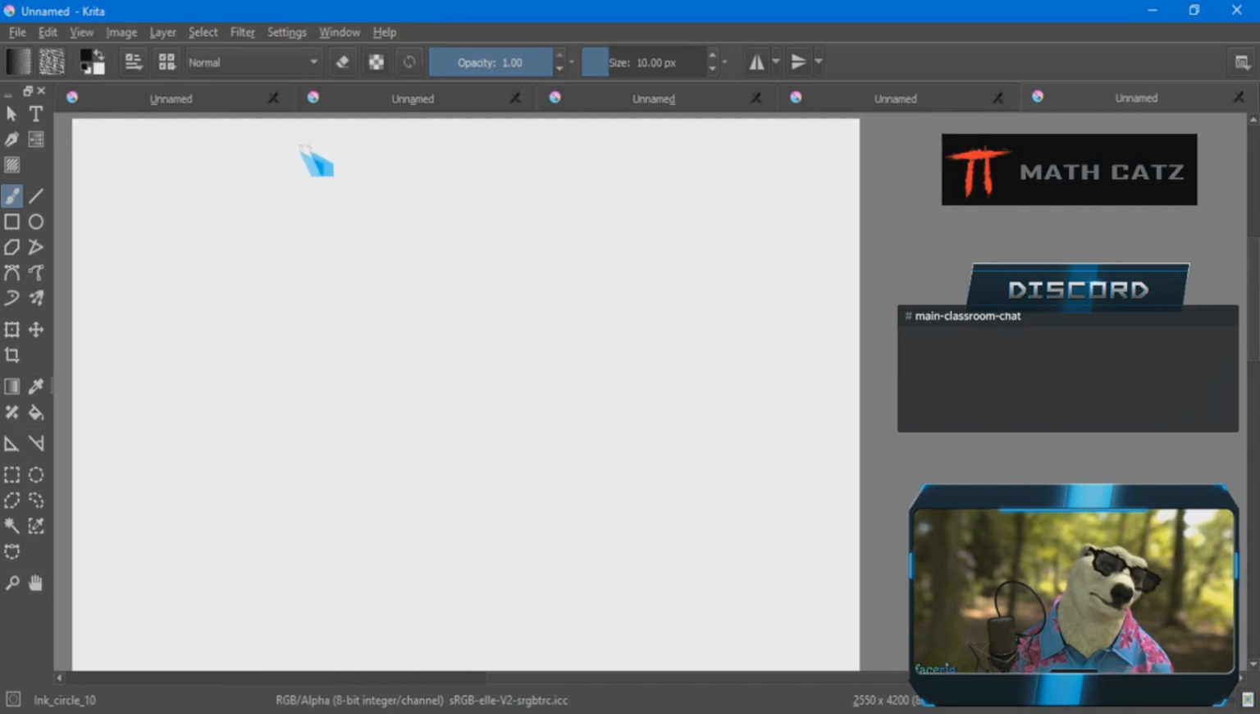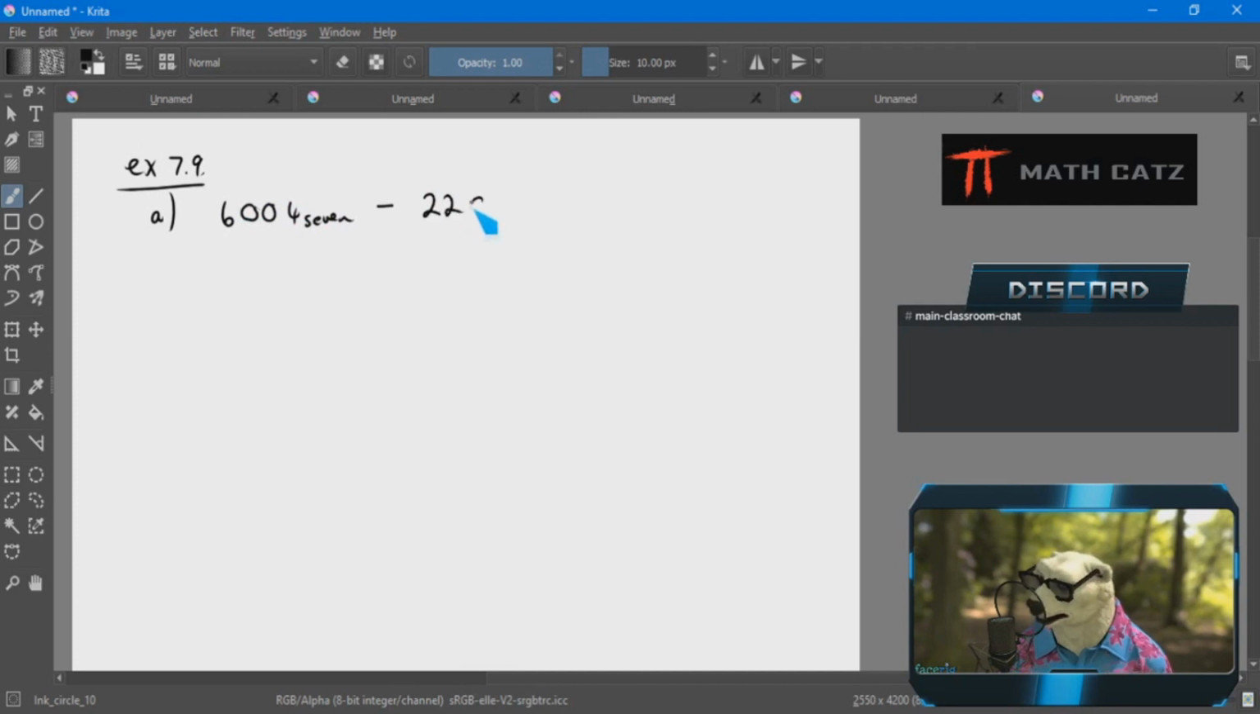We have 6 minutes. Why not squeeze in some subtraction? Makes our job tomorrow even easier. So exercise 7.9 is the subtraction question set. I have 6004 base 7 minus 2204 base 7.